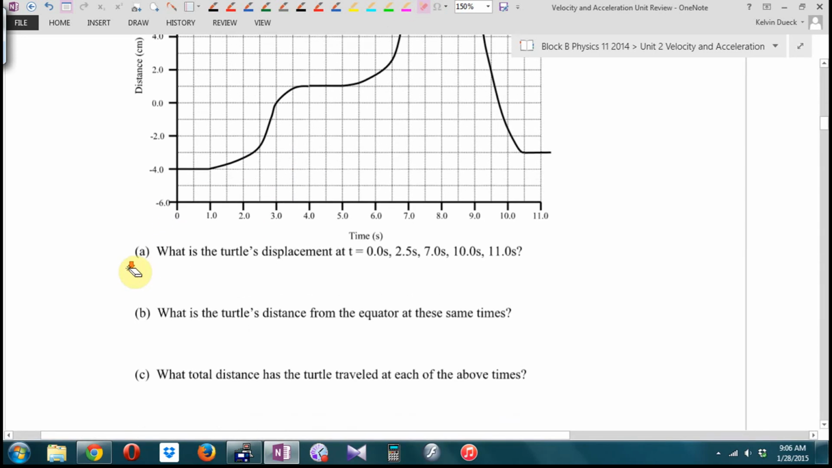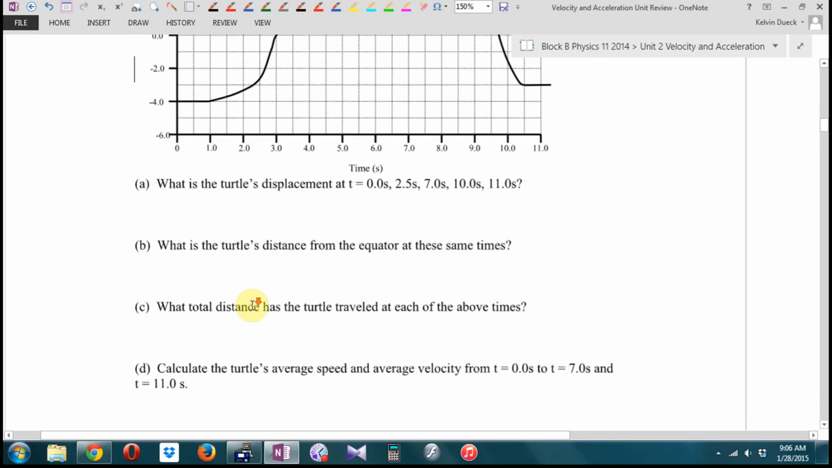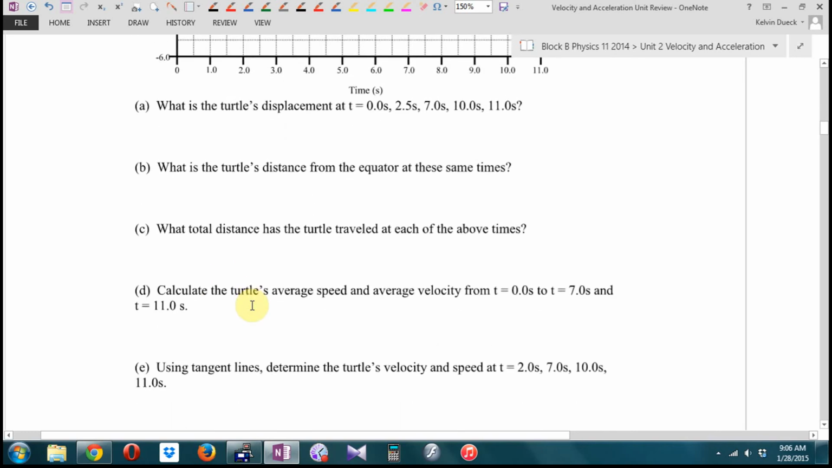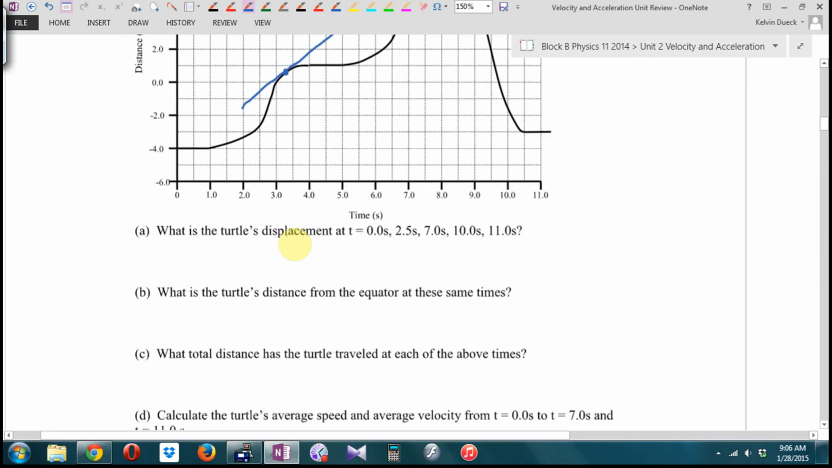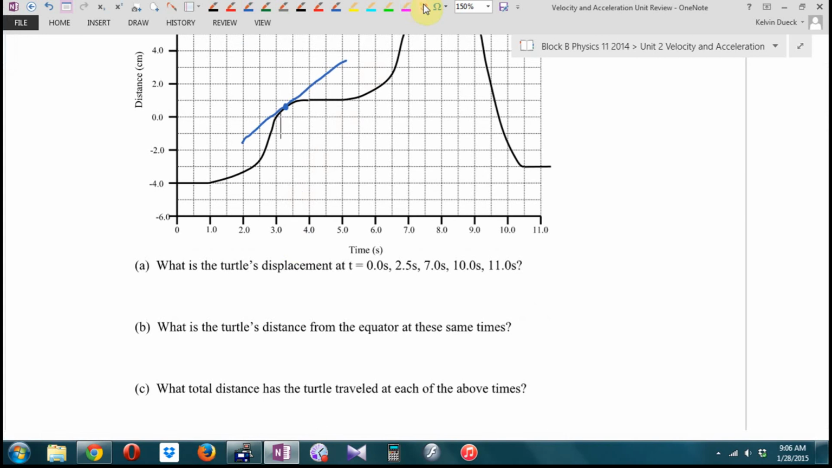Then when it talks about distance, that would be the scalar version, the same answers as number A, but with none of them negative. Total distance, well, you think about average speed and average velocity. Remember, that was when we laid down a ruler and drew a tangent line, which gives the instantaneous or average speed there, using tangent lines. I'm probably only going to give you one question like this.